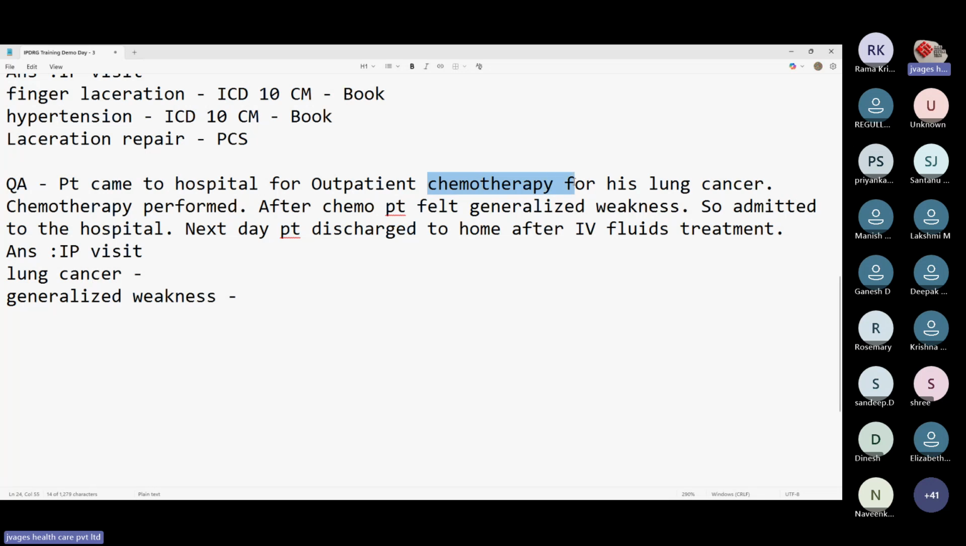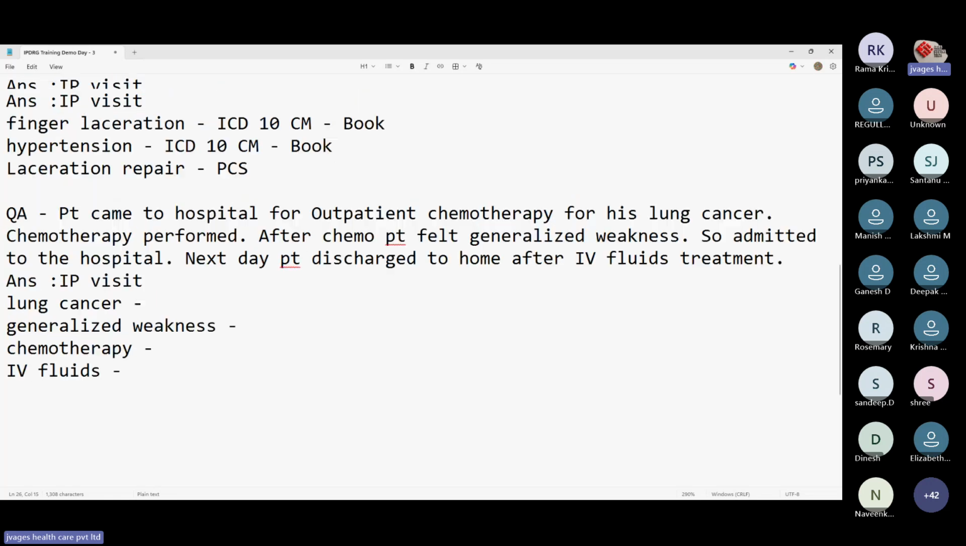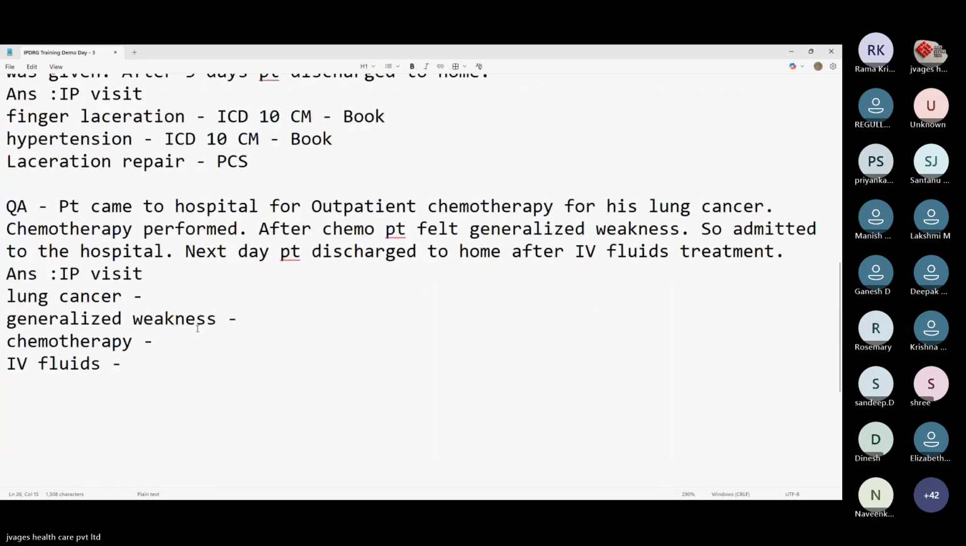Chemotherapy. Then any other procedures? IV fluid treatment. IV fluids is a procedure. Now for lung cancer, which code set do I need to use? ICD-10. Weakness, ICD-10. For chemotherapy and IV fluid treatment, PCS.